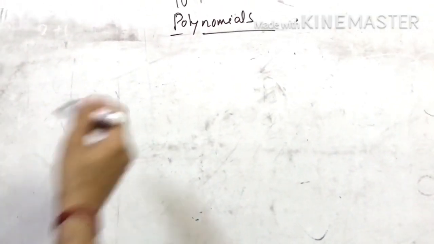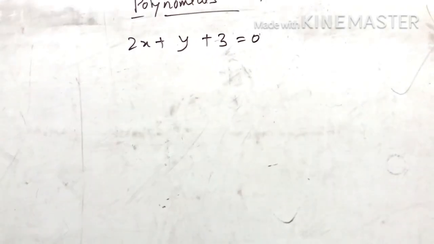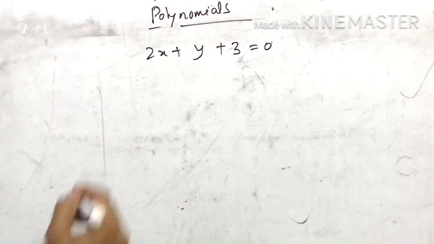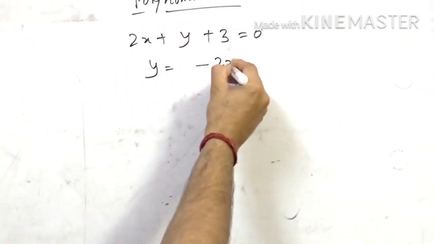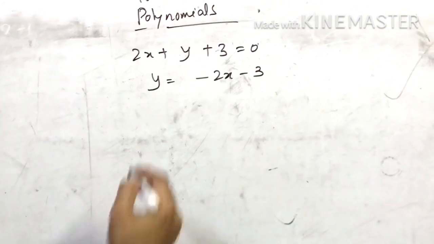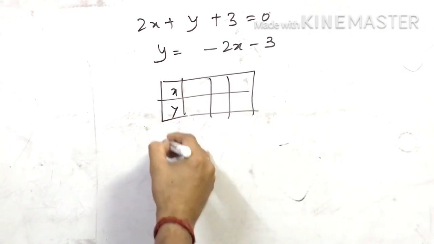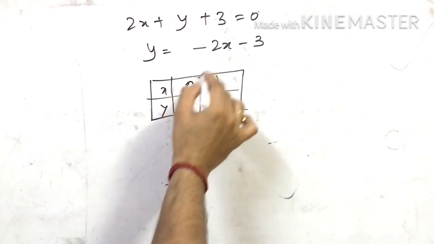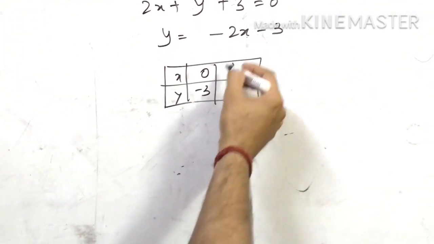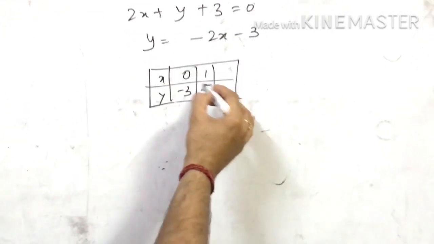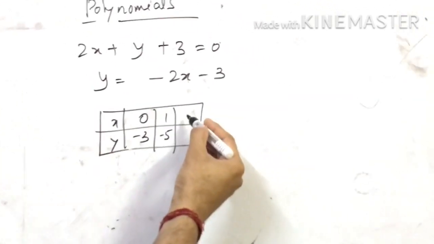Suppose you have a linear polynomial in 2 variables. So what you will do, keep your y here and you can carry these 2 things over there, minus 2x minus 3. You can make a box. You think that I put in place of x I will put 0. So 0 into minus 2, 0, and minus 3, you will get minus 3. Suppose if you put 1, you will get minus 5, because 1 into minus 2, and minus 3, minus 5.